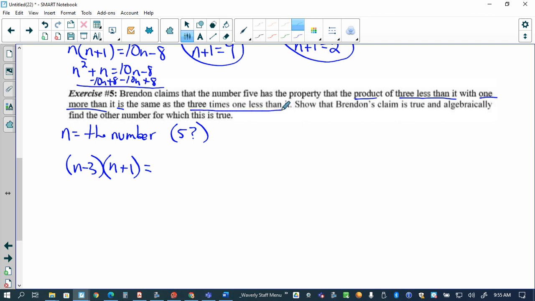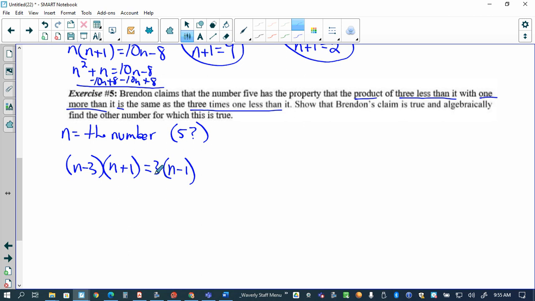3 times 1 less than it. So 3 parentheses n minus 1. What's 1 less than it? n minus 1, but 3 times that. You see how I use parentheses?